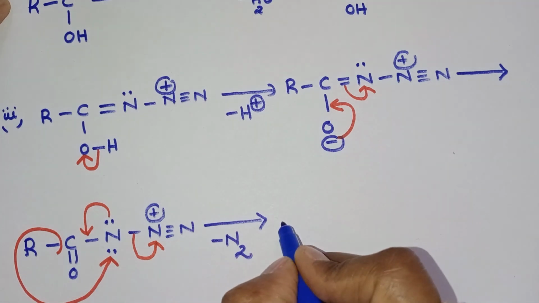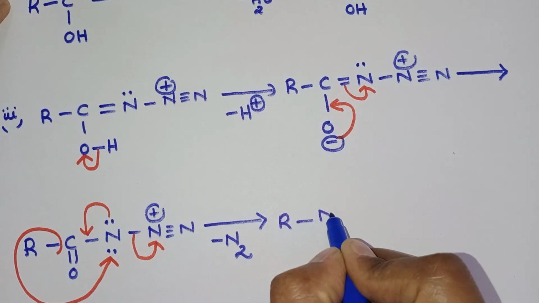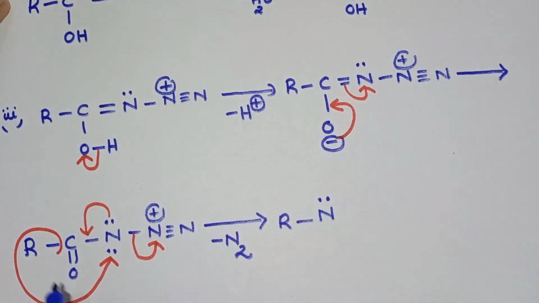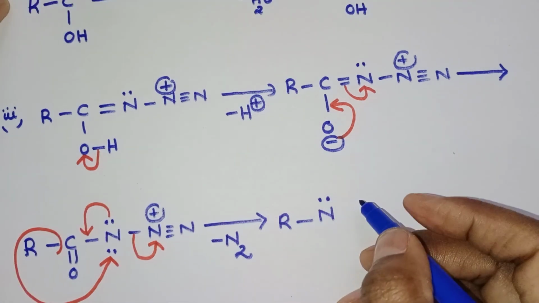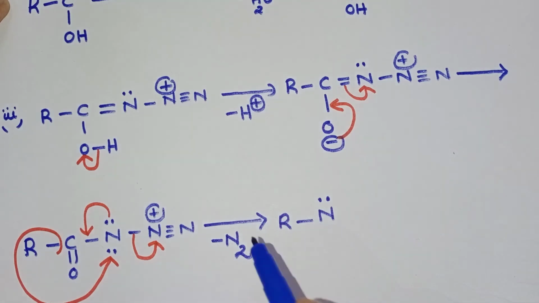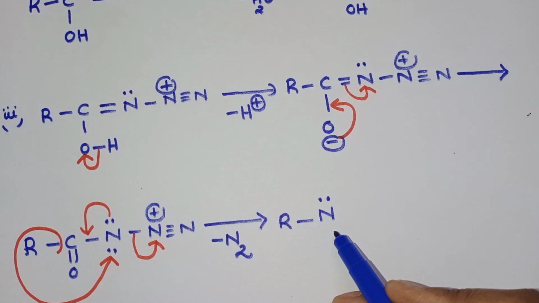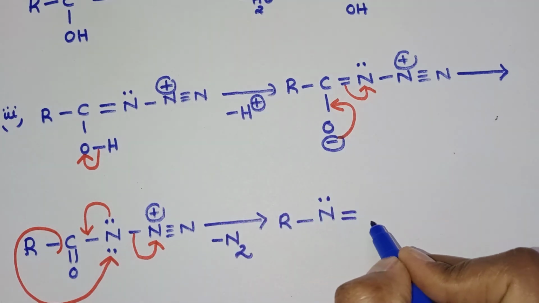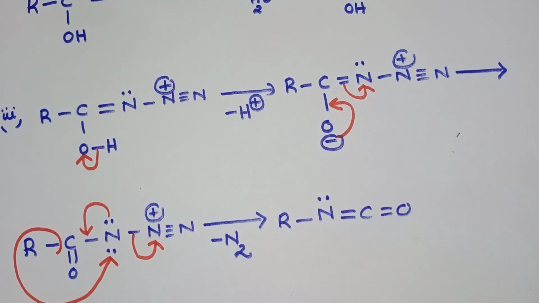So we will start writing R single bond N. It has its pair of electrons. Students, one pair is involved. It's like that only. So I am writing it here. R, N. Next here what is there? Double bond C, double bond O. Clear?